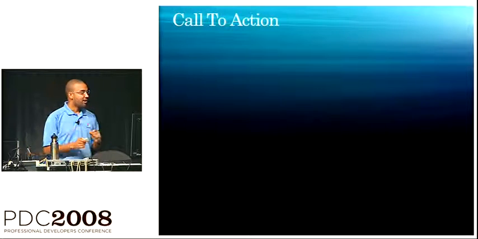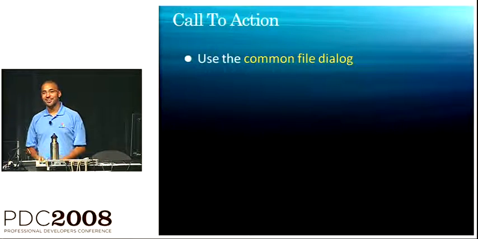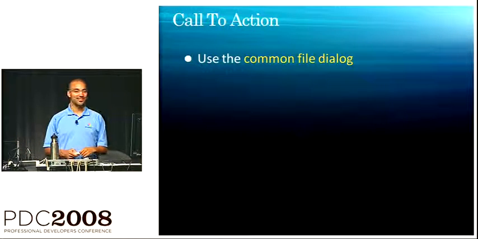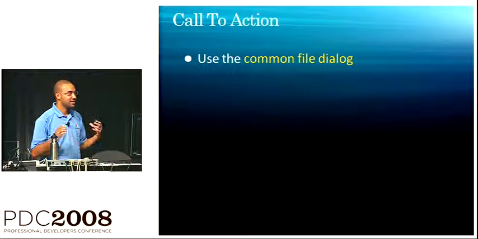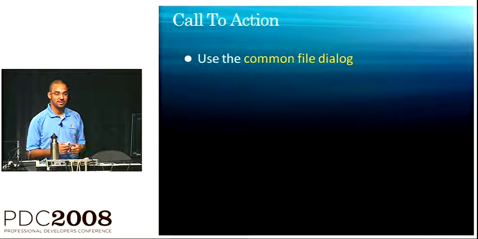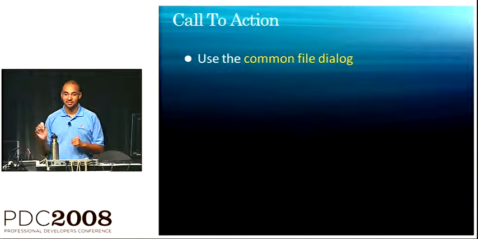So here we go, call to action. What do you need to walk away with? One, use a Common File Dialog. I said it. You could count the number of times I said it. It's the easiest way to get all of the Windows 7 advancements in your app. Also, if you saw Shaitanya's talk, you get destinations if you use a Common File Dialog as well.